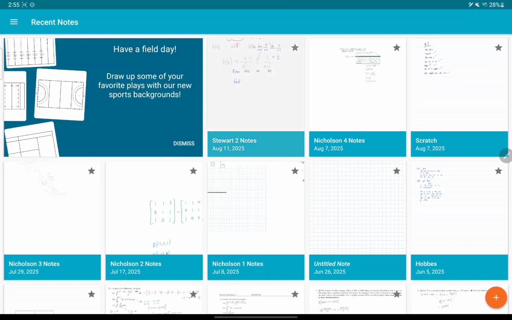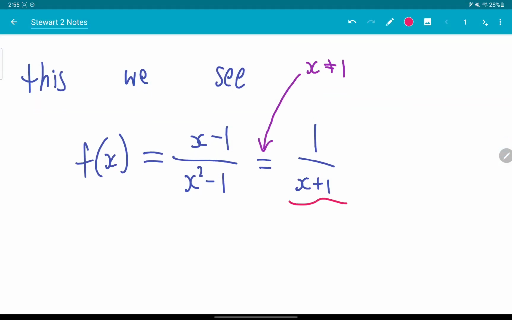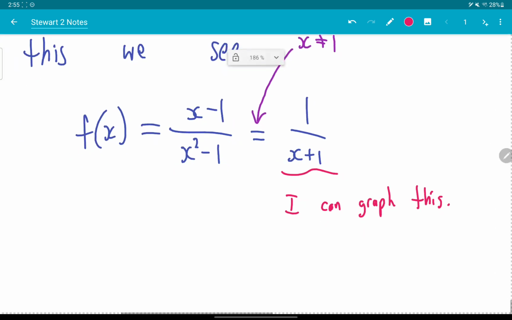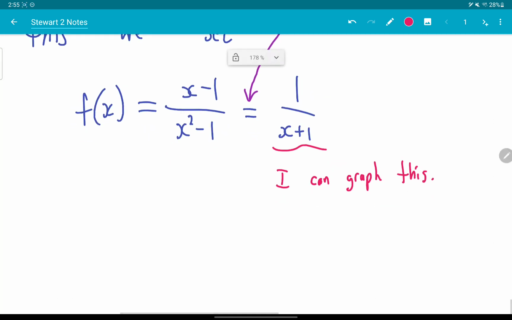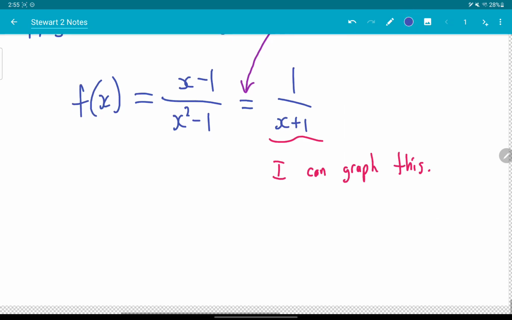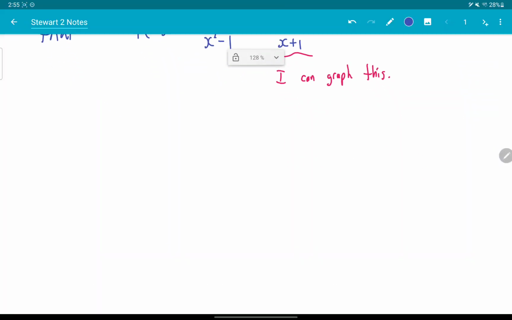Now, this function here, I can graph this. This is simple enough that I can do it more or less from memory. It's a hyperbola, which I think is sometimes taught in high school. But I can graph that.